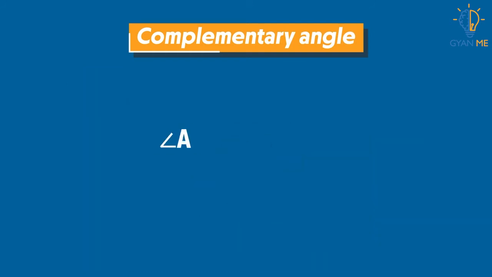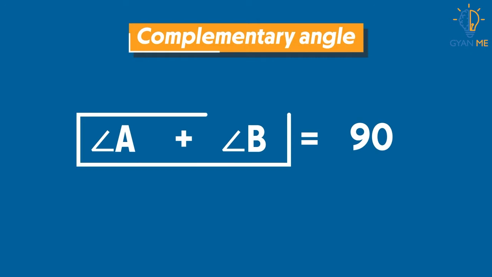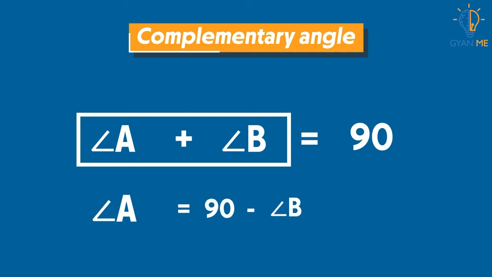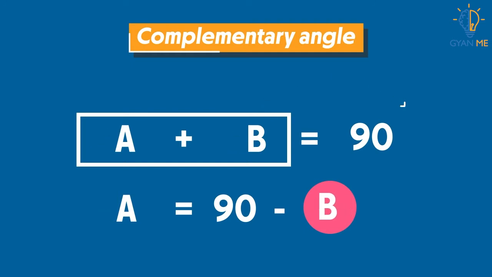For example, we have two angles A and B, and if angle A plus angle B equals 90, then angle A and angle B are called complementary angles. So can I write angle A as 90 minus angle B? Yes, absolutely. What I've done is just shifted B to this side. For the sake of simplicity, we will write simply A and B instead of angle A and angle B.